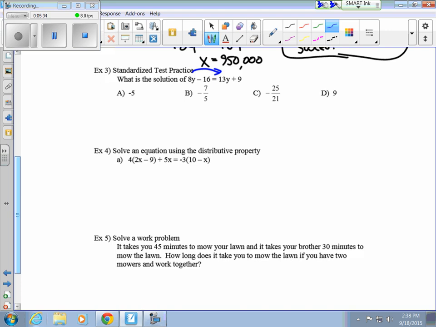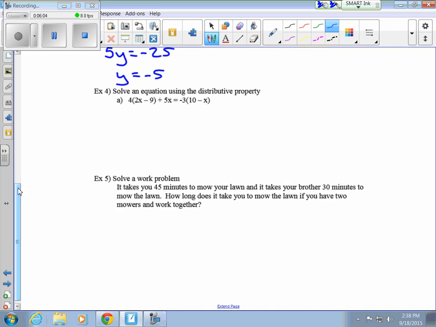But I'm going to move my variables to the side that makes them positive. So I'm going to go 13y minus the 8y. So that's going to give me 5y. And then I'm going to have to move the 9 to the opposite side because I want the variables on the opposite side as our constants. So negative 16 minus 9 is negative 25. And now you divide by 5 and you get negative 5. So our answer is negative 5.